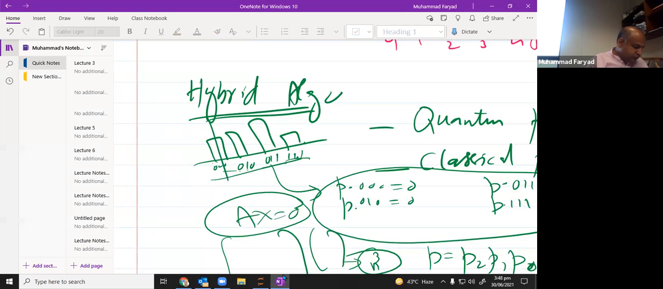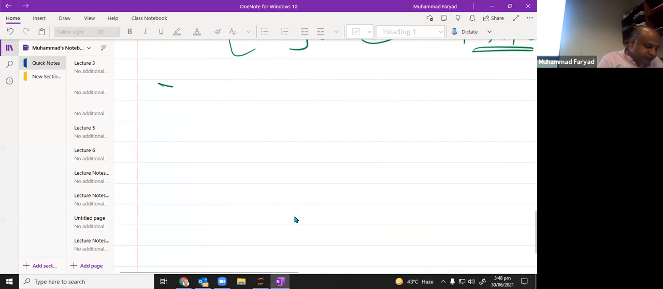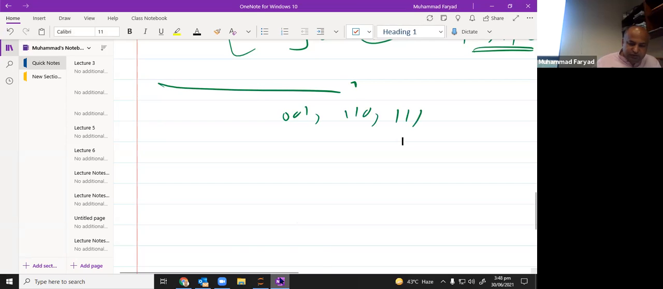So let's analyze this algorithm. I had 0, 0, 1, 1, 1, 0, 1, 1. What are these? There's something else.